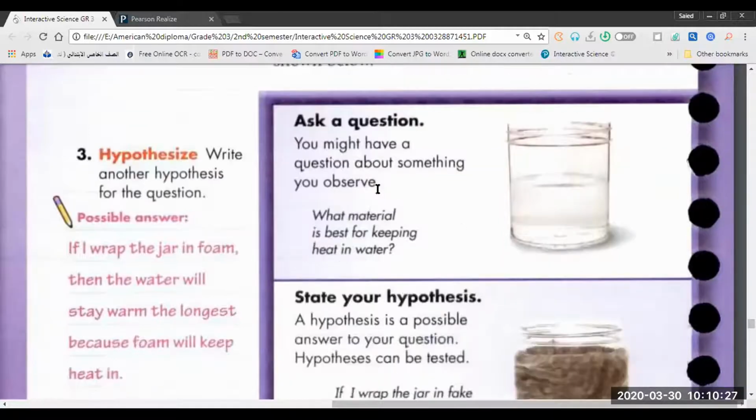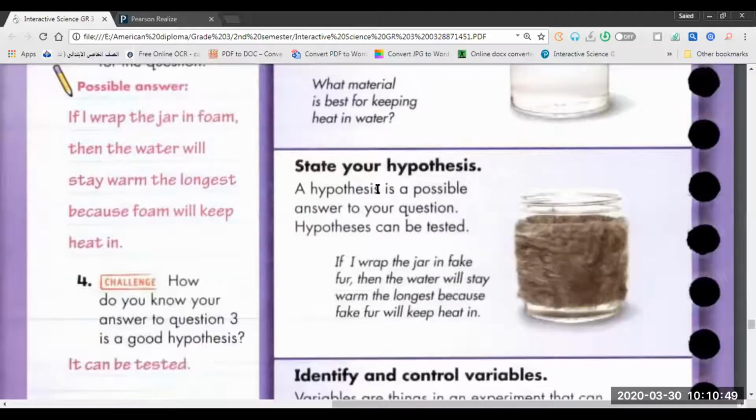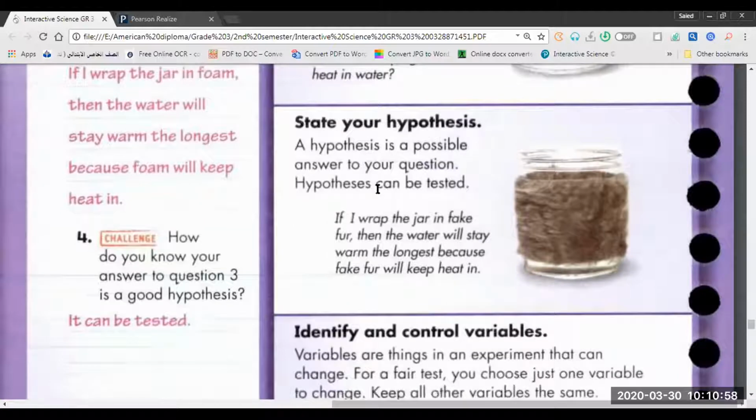Then you will make a guess, or you will think by your mind. This is called a hypothesis. Hypothesis means the possible answer for the question that you asked before. You think that if I wrap the jar in fake fur, then the water will stay warm. That is your thinking. You think to use fur to keep the water warm longest.